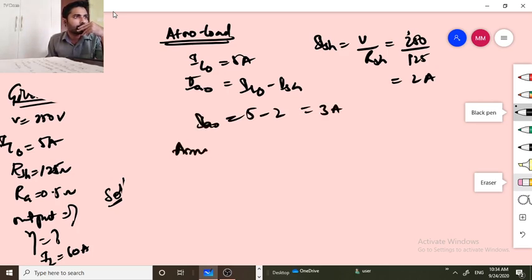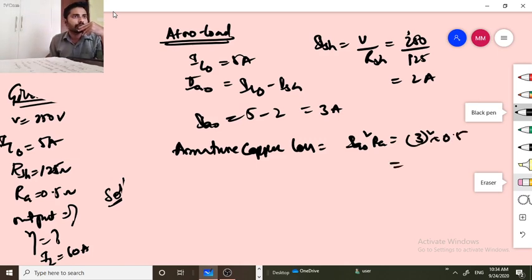So calculate armature copper loss, which is nothing but IA naught square RA. So what is IA naught here? 3 whole square into RA value 0.5. So 4.5 watts, I think. So this is under no load case.